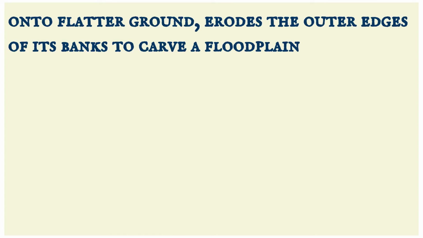As the river moves onto flatter ground, the stream is going to erode those outer banks and can actually start to carve out a floodplain, which is a flat, level area surrounding the main stream channel.